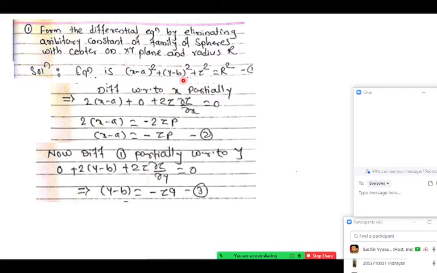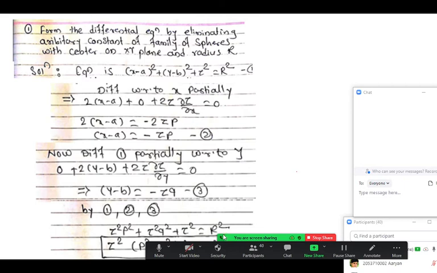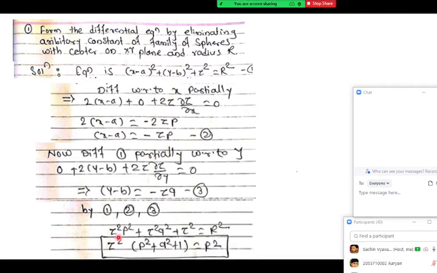And y minus b, you can directly replace with minus zq there. So that's one. So you'll get the final answer here. When you replace it, you'll get the answer. We get z square p square, and z square is taken common, and this is actually the first order PDE for the given equation, or for that family of the spheres.